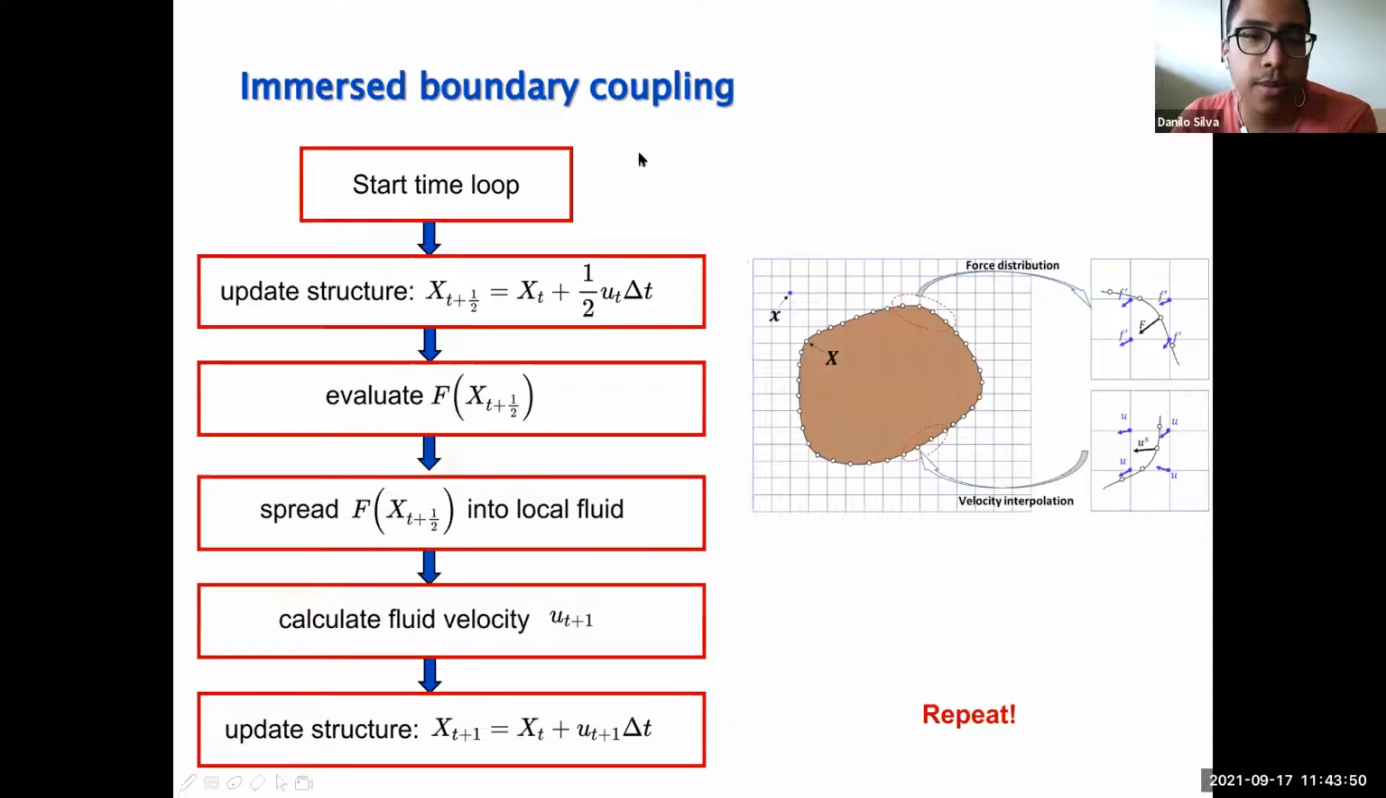So our algorithm is really simple. We start our time loop, and we actually use a half time step to calculate our forces and update our system to achieve second order accuracy. So we update our structure at half time step, we evaluate the forces at half time step and spread them, and then from the spreading of the forces at half time step, we calculate our fluid velocity for the next time step, and we update our structure based on this scheme right here, and we just repeat until we reach the end of the iterations we want.